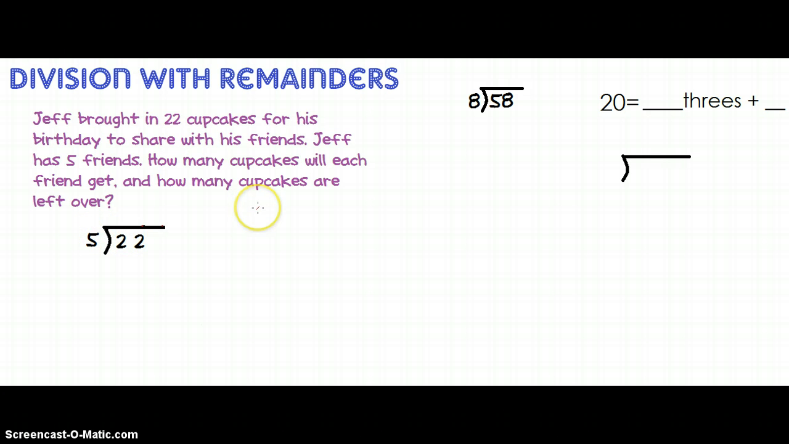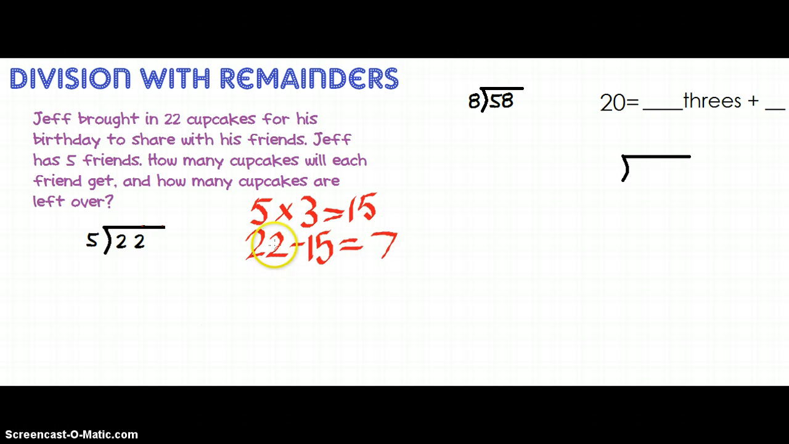So the next thing I'm going to do is think about making a good guess. If I have 5 friends, how many cupcakes do I think I can give each of them? I'm going to guess that I can give them 3 cupcakes each. 5 times 3 is 15. Now, I have to do some checking. I need to make sure that I can't give the friends any more cupcakes. So I'm going to take my 22 and subtract my 15. 22 minus 15 is 7.